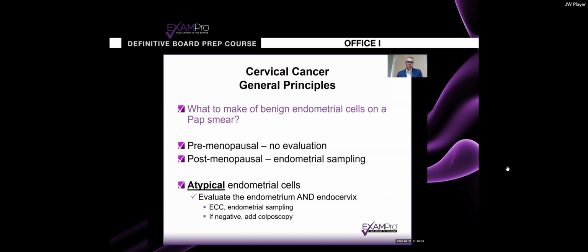What about endometrial cells on a Pap smear? If it's a premenopausal patient, no further evaluation. If it's a postmenopausal patient, endometrial sampling. If they're atypical, think about evaluating the endocervix as well as the endometrium. And if you get nothing, think about colposcopy and looking not only at the cervix, but also potentially at the vagina.